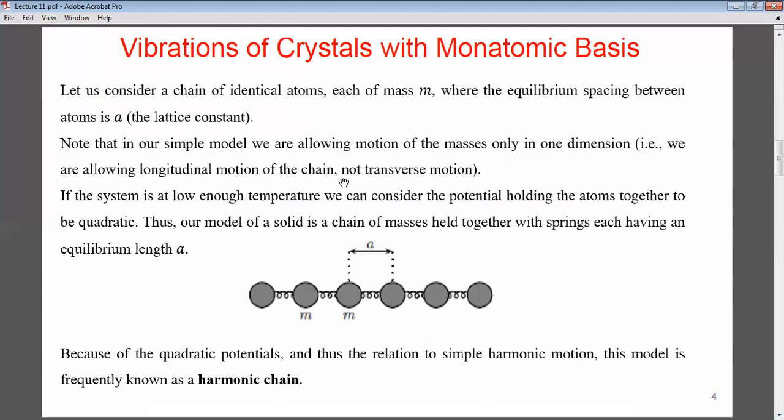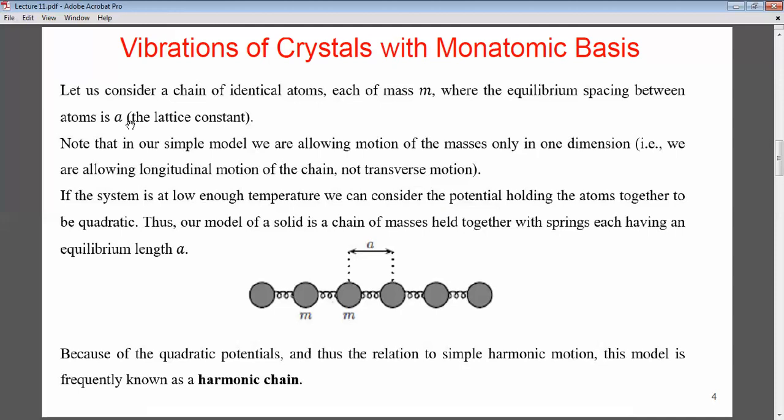That is something like just a sodium crystal or silver crystal. So it is made of a monatomic basis, only one atom in the basis, and we will consider only a chain of identical atoms, each of mass m, where the equilibrium spacing between them is A. That is, if the crystal is at rest, the space between two lattice points is A.